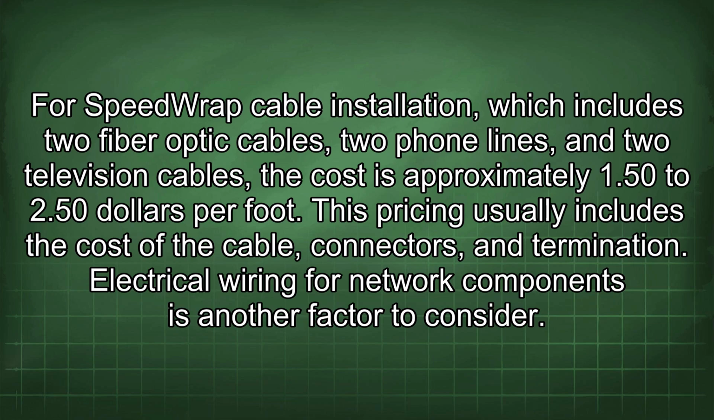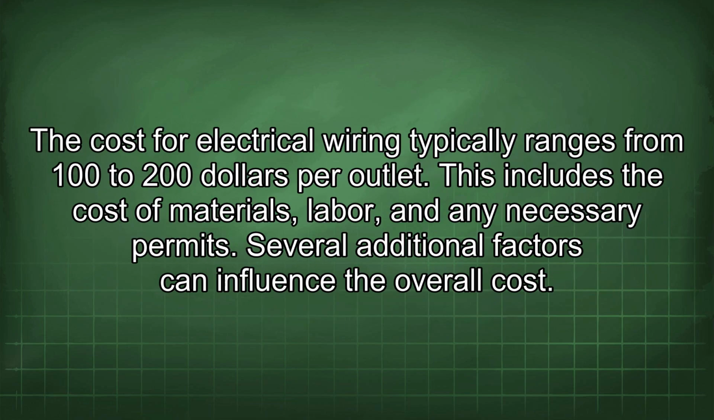Electrical wiring for network components is another factor to consider. The cost for electrical wiring typically ranges from $100 to $200 per outlet. This includes the cost of materials, labor, and any necessary permits. Several additional factors can influence the overall cost.